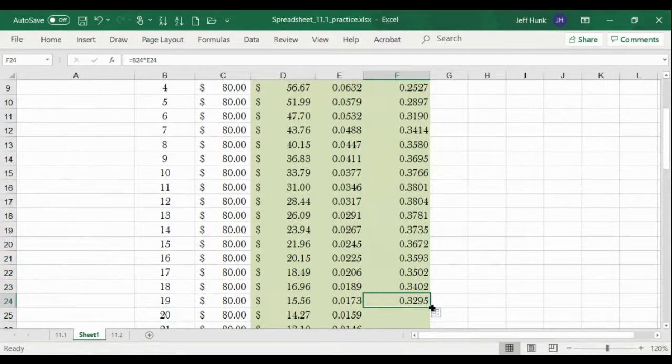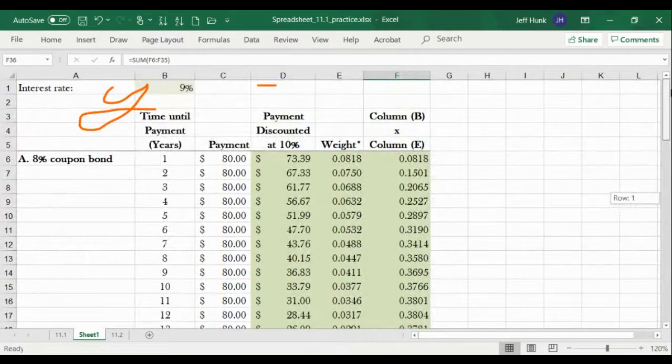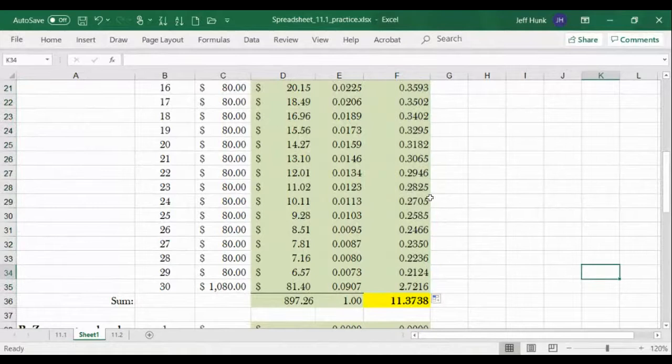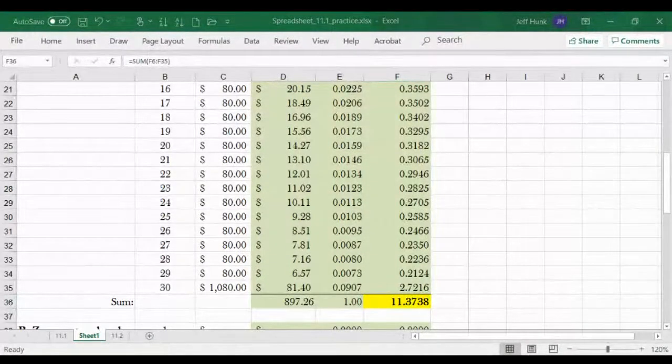Come on. I clicked something wrong. Okay, something's not right. Yeah, something was amiss there. So now, this is the duration, right? 11.3738, so 11.37, right? So that confirms the duration, 11.37, right?